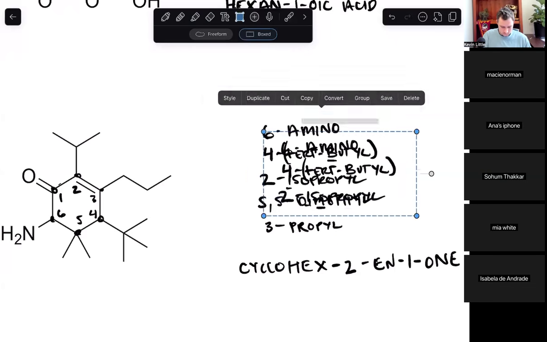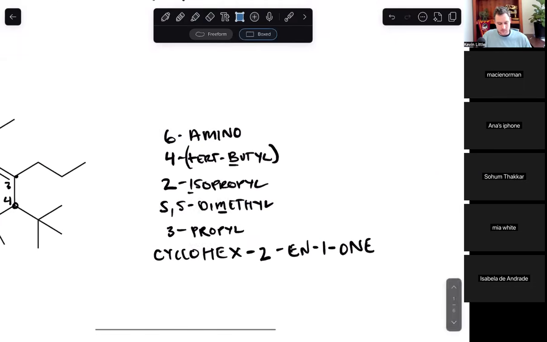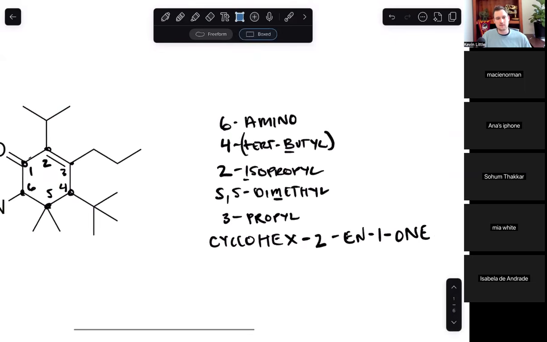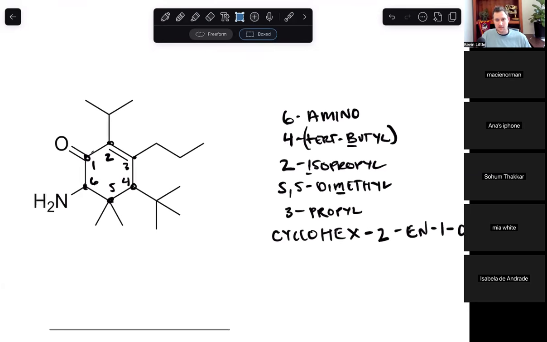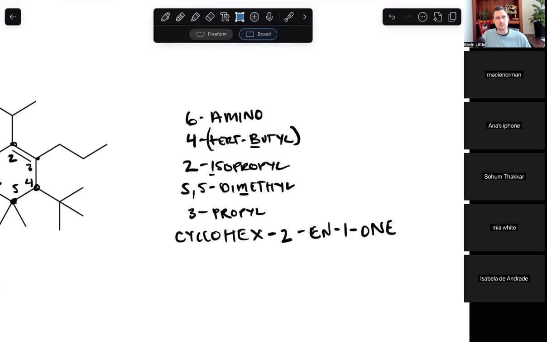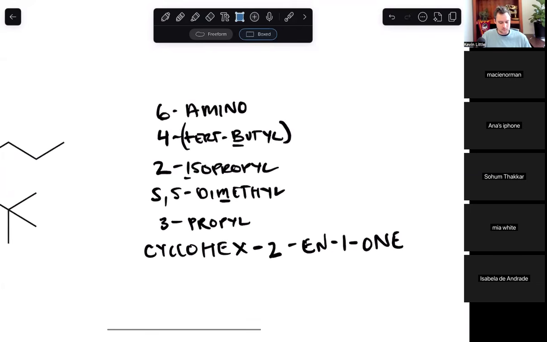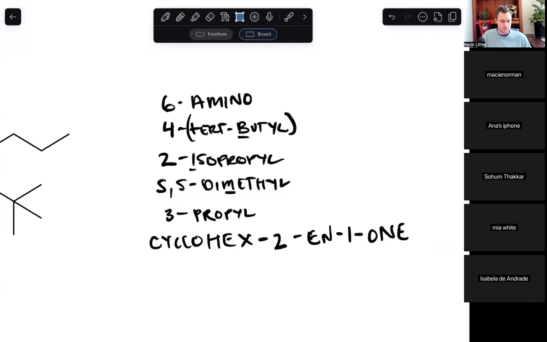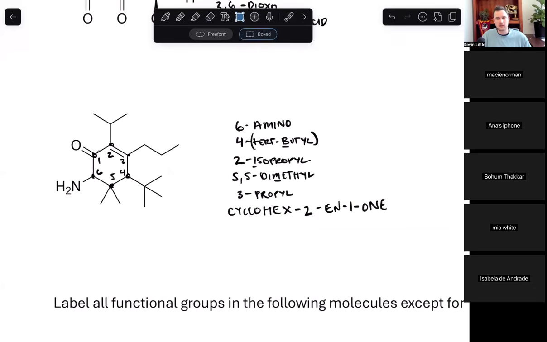So this is a pretty ridiculous name. I probably won't give you this complicated of a thing. Really, I was just trying to show you all of the potential functional groups that you could have to name on the test. I want to make sure that everything on this practice test would be something that you'd potentially see on a test, right? I don't want to surprise you with something that you wouldn't see. So 6-amino, 4-tert-butyl, 2-isopropyl, 5,5-dimethyl, 3-propyl, cyclohexene, 1-one. That's one heck of a name.